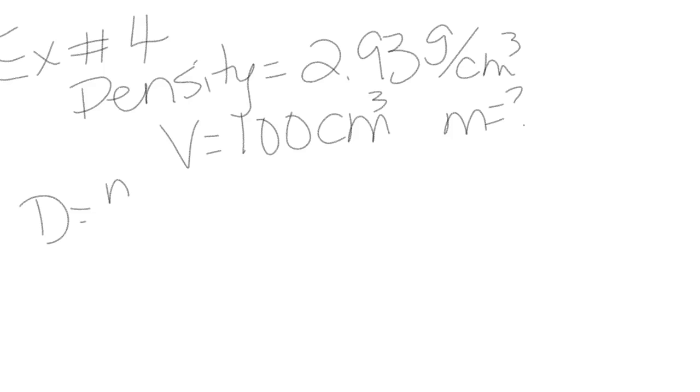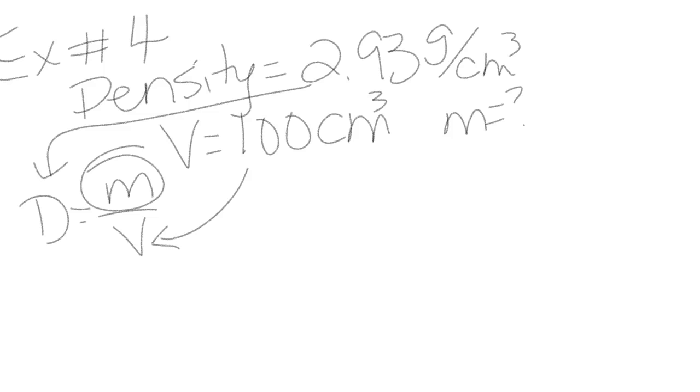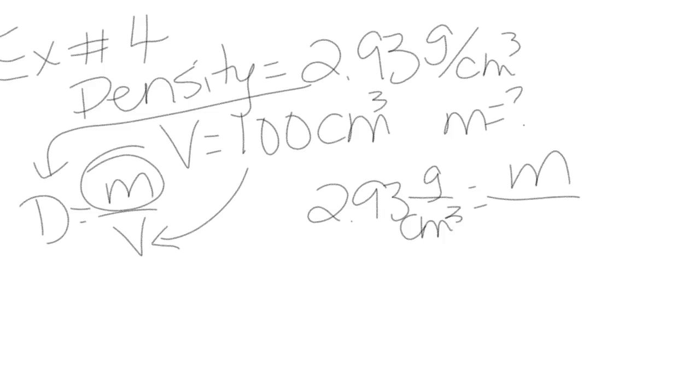D is equal to M over V, and I've got to plug in what I know. So density would go here, volume goes here, and we don't know mass, so that's going to be my X kind of in this situation. So we're going to go ahead and plug this in: 2.93 grams over centimeters cubed is equal to M, which I don't know, over the volume, which is 100 centimeters cubed. Okay, and this becomes an equation.